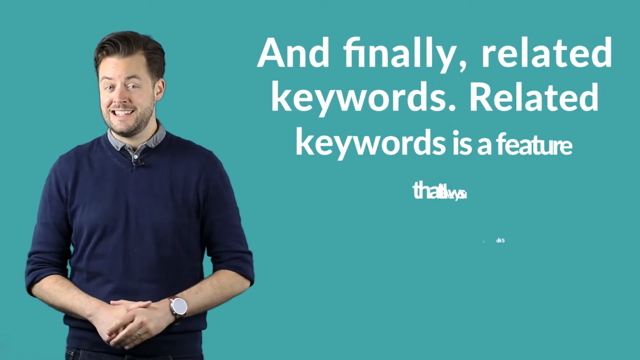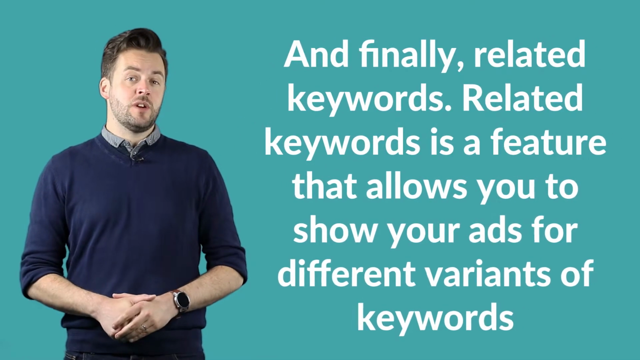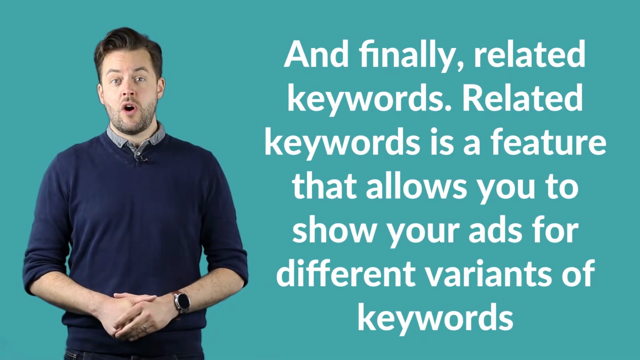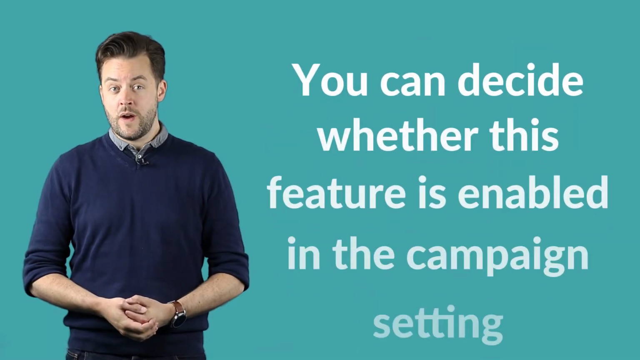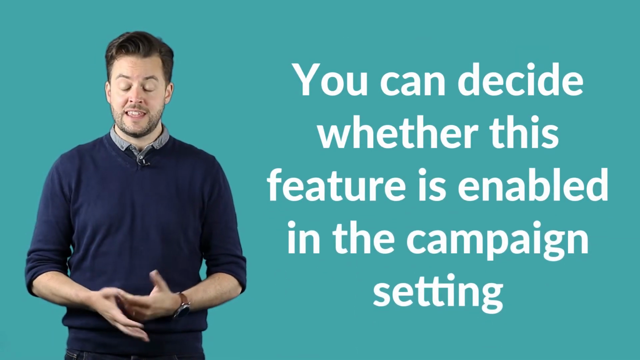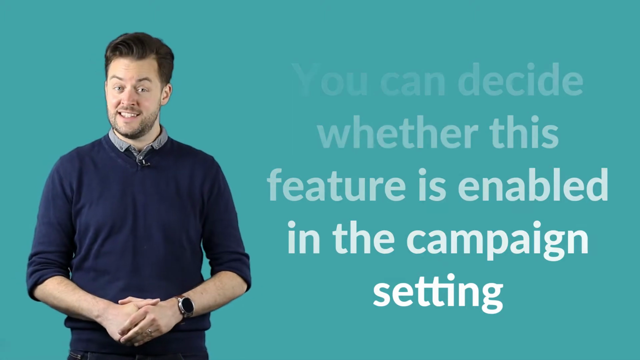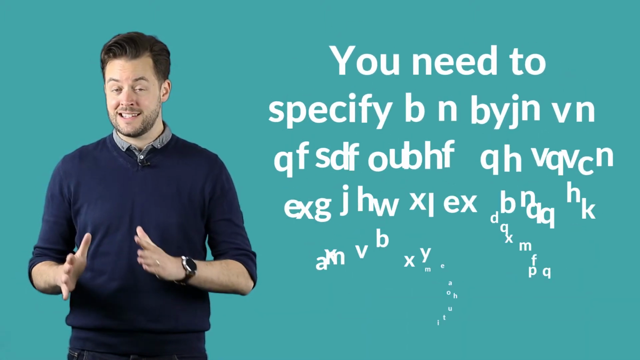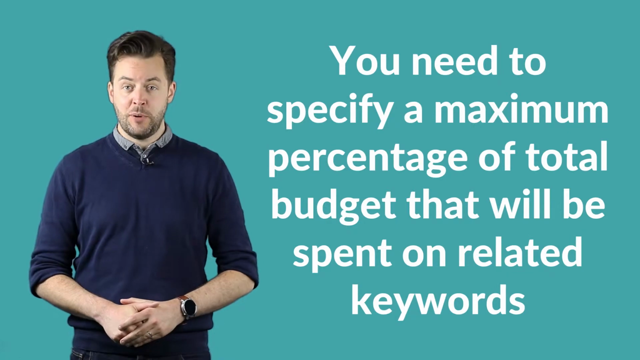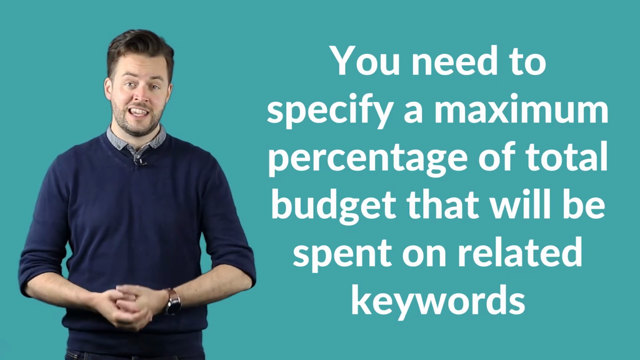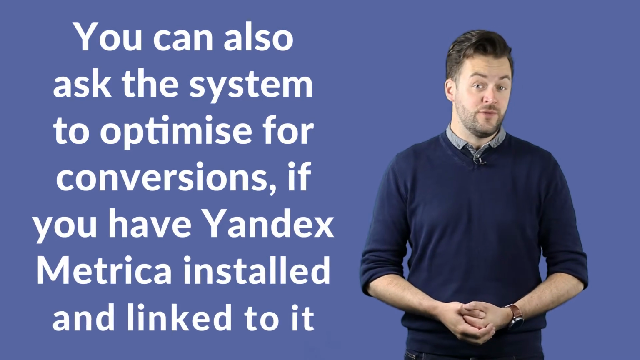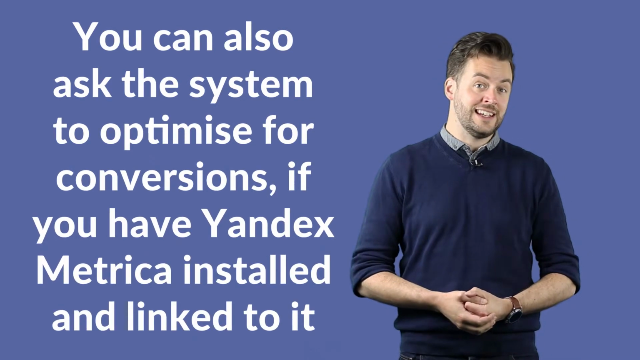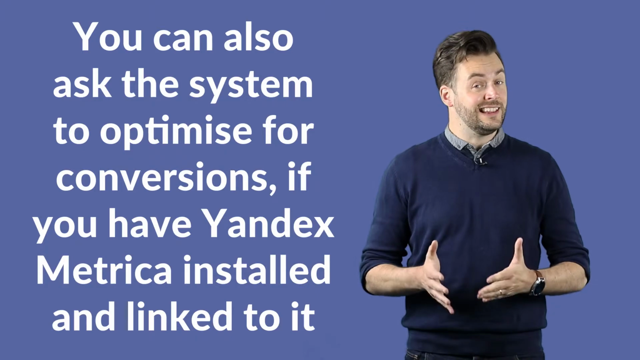And finally, related keywords. Related keywords is a feature that allows you to show your ads for different variants of keywords. You can decide whether this feature is enabled in the campaign setting, and if it is, you need to specify a maximum percentage of total budget that will be spent on related keywords. You can also ask the system to optimize for conversions if you have Yandex Metrica installed and linked to it.